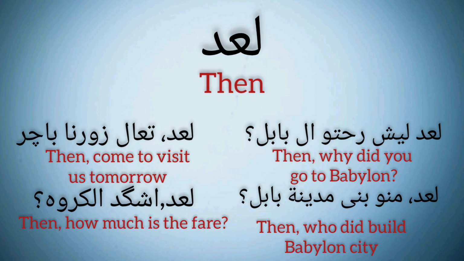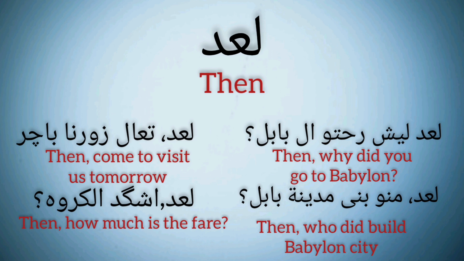وصلنا لقسم المصطلحات. And now we have some practical expressions in Arabic. The first one is لعد. And the synonym for this one is cha. لعد or cha basically means then. For example, لعد ليش رحت البابل. Then why did you go to the Babylon. لعد means then. ليش means why.